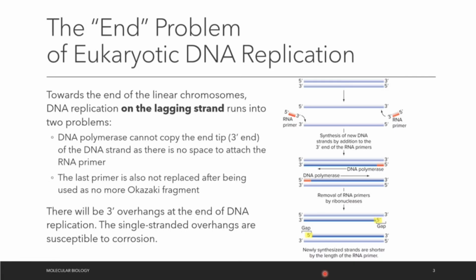And these 3' overhangs are susceptible to corrosion. So over time, they will be corroded away. And the problem with corrosion is that if, let's say, there is a protein coding gene at the 3' end of this piece of DNA, once it's corroded away, this gene is lost, and the cells will lose a certain function during this process.